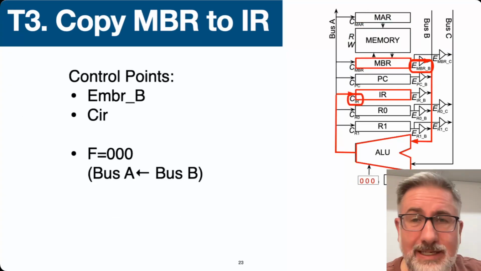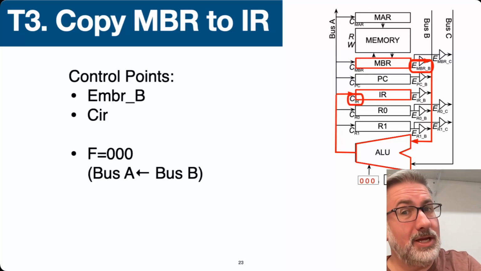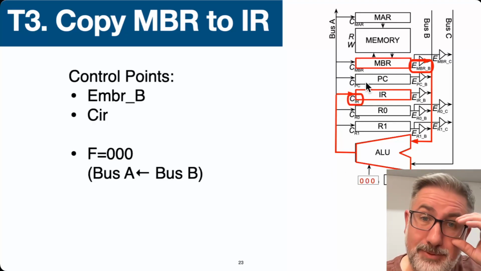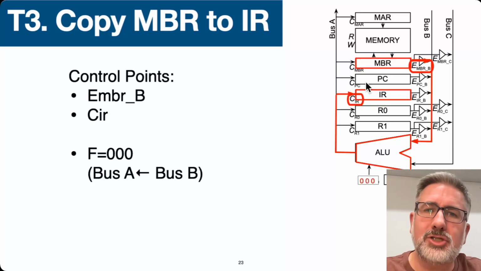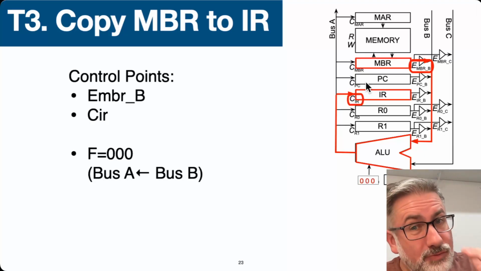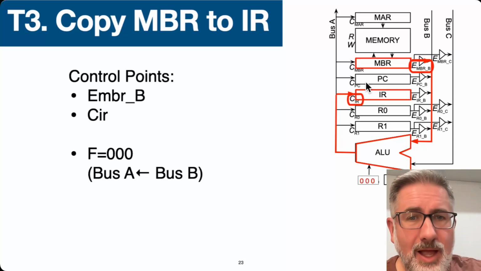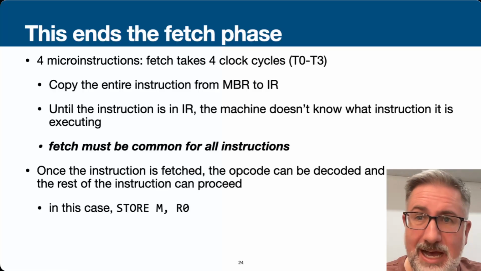And then finally, we take the memory buffer register and put it, again, pass through the ALU into the instruction register. So those are the 4 steps that we need to do to get the instruction into the machine so we know what we're doing. Those 4 steps happen at the beginning of every instruction. And we call that the fetch phase, and then we will have the execute phase after that.